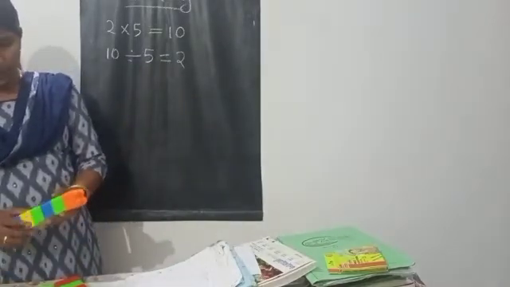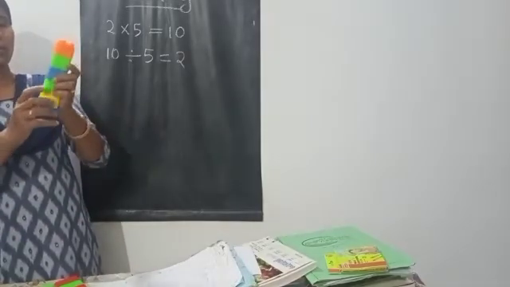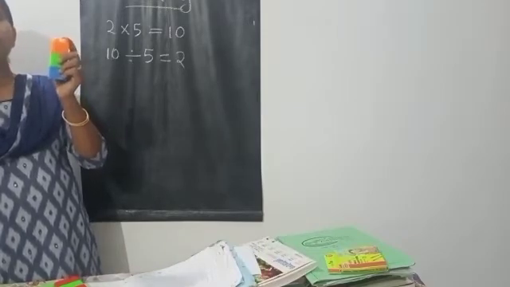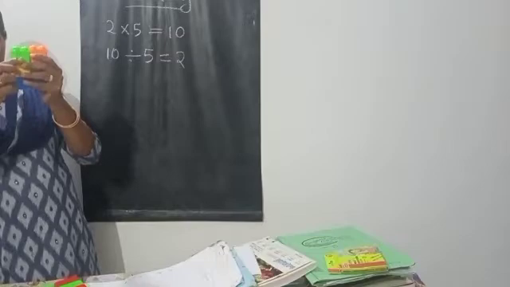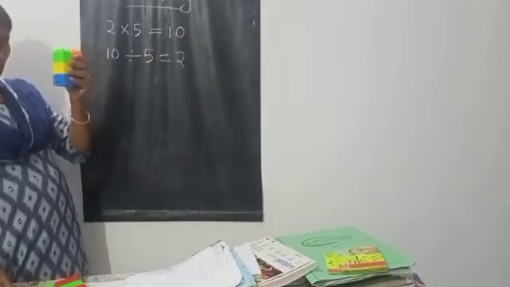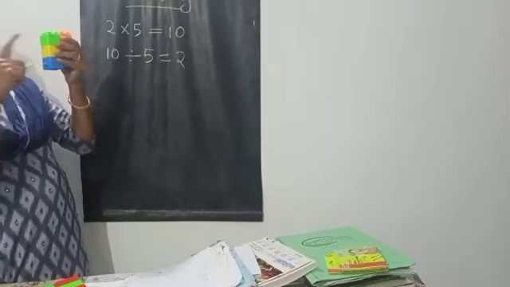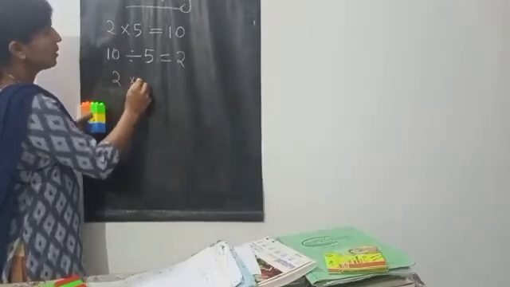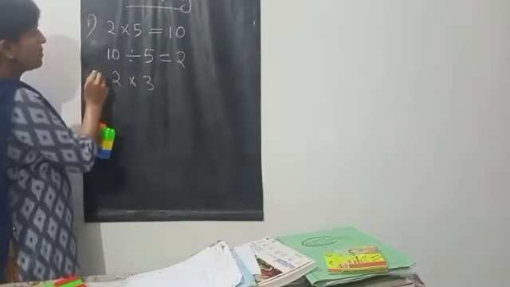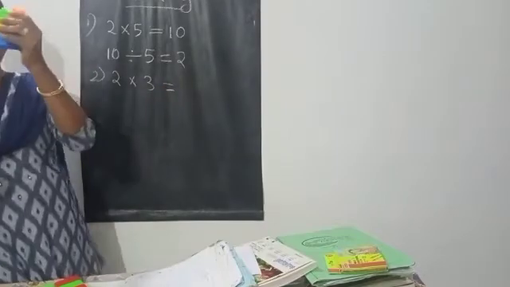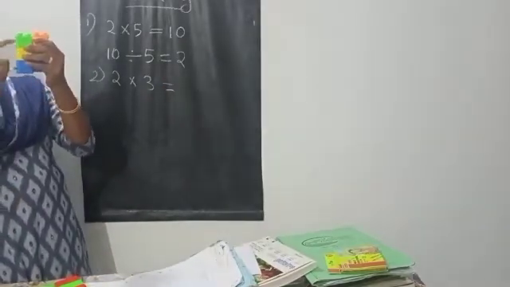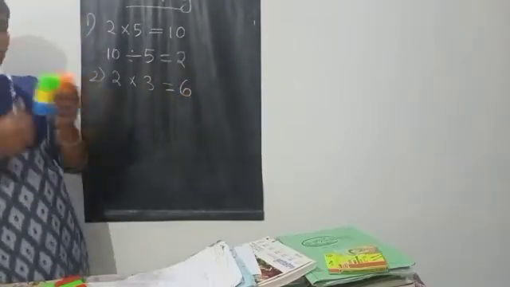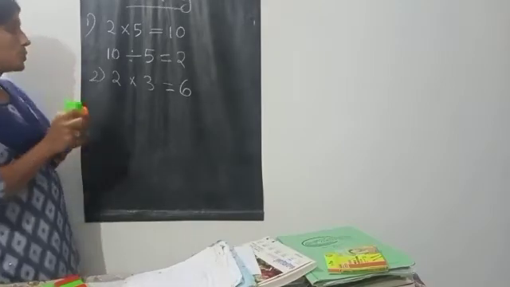Then same way here we have two sets of cubes. Then how many sets, children? 2 sets. Then how many in each? 1, 2, 3. There are 3 in each set. So we can say 2 times 3. 2 times 3 is equal to total 6. 1, 2, 3, 4, 5, 6. 2 times 3 is equal to 6.